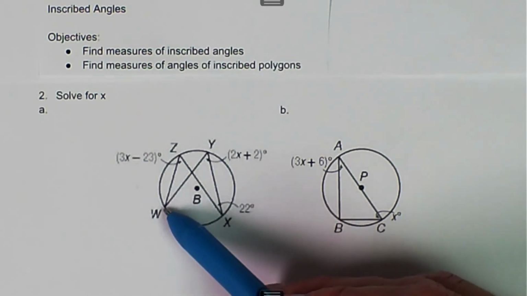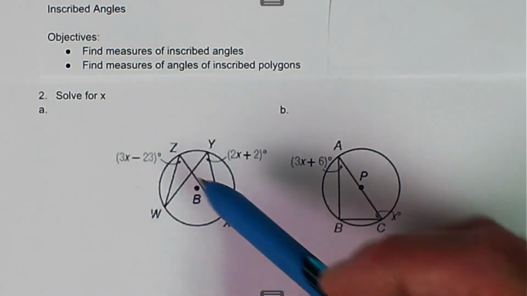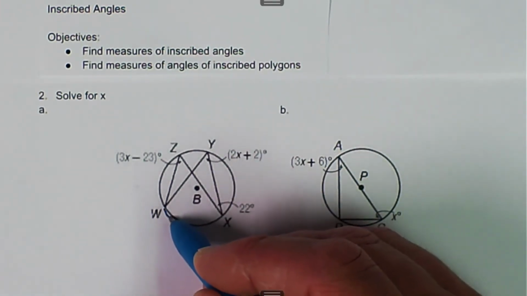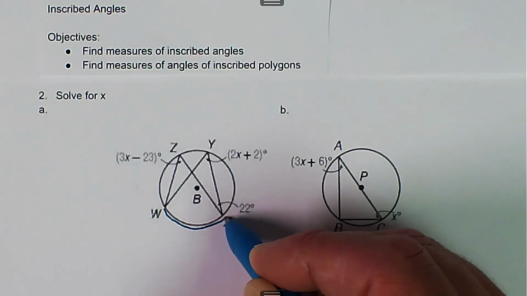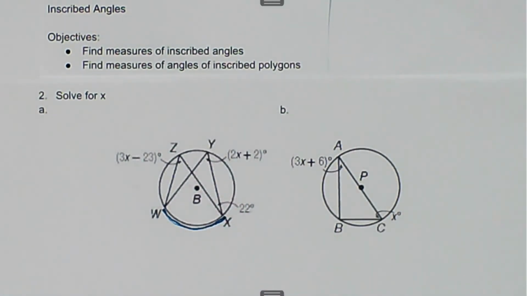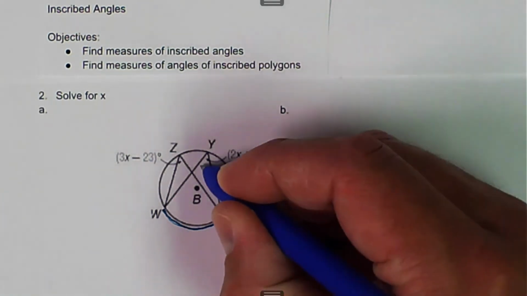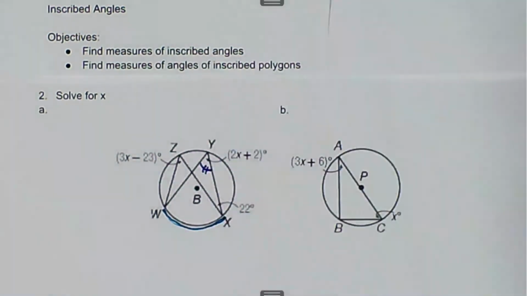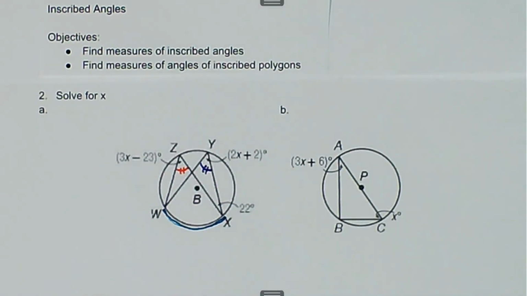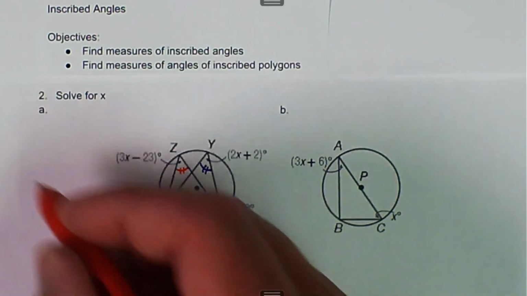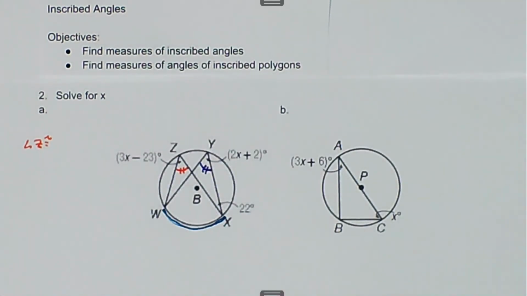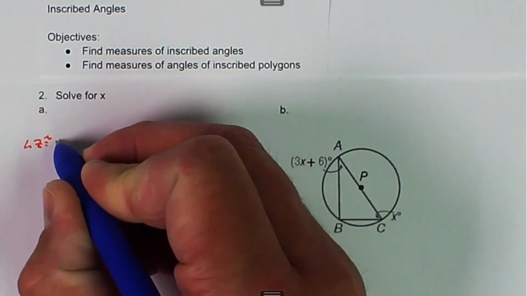So if we notice, angle WYX and angle WZX all intercept the same arc right here. So if they intercept the same arc, then we know that they are congruent. So what we can say is angle Z is congruent to angle Y.